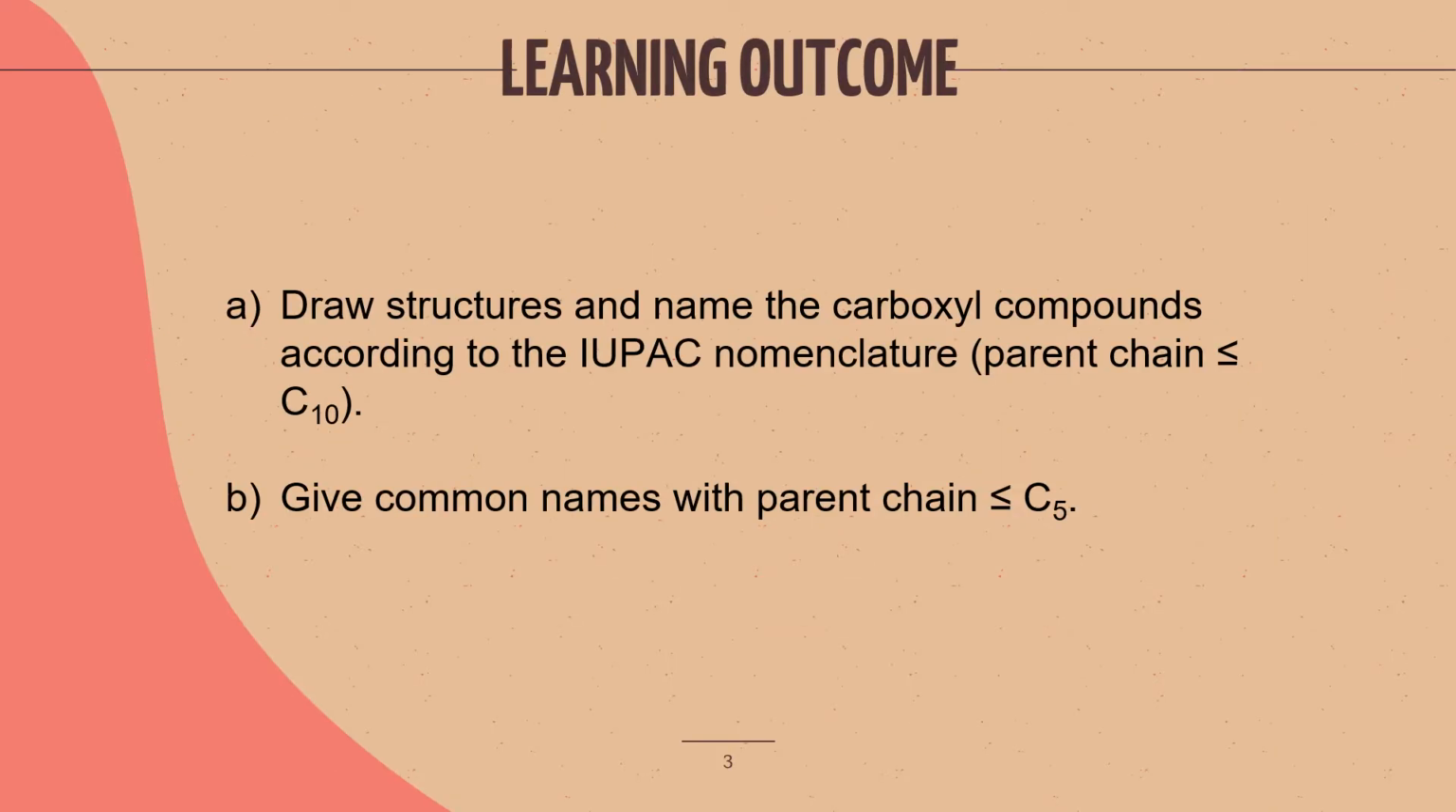Assalamualaikum and hi everyone. In this lesson, you are going to learn the IUPAC nomenclature of carboxylic acid. So in this lesson, you will see how to draw the structures and name the carboxyl compounds according to the IUPAC nomenclature. So for the IUPAC naming and structure drawing, kita hanya akan tengok untuk parent chain yang mempunyai 10 carbon atom dan ke bawah sahaja. And also you are going to learn the common names of the carboxylic acid for the parent chain 5 carbon and less.